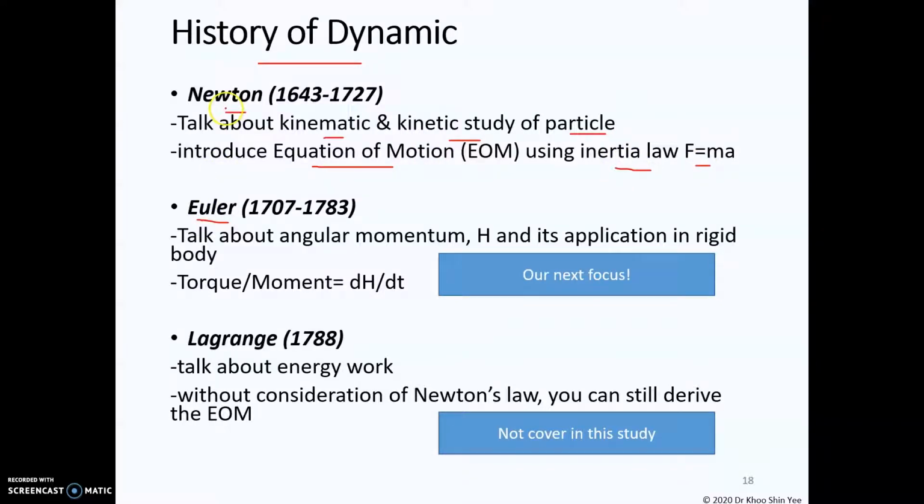Euler extended the work of Newton from the particle to the rigid body. He talked about the angular momentum H and its application in the rigid body. The torque or the moment is equal to the change of the angular momentum with respect to time. So this will be our focus in this study.